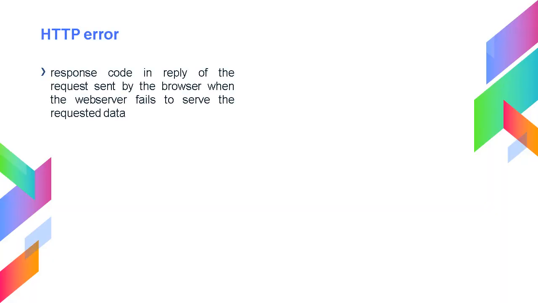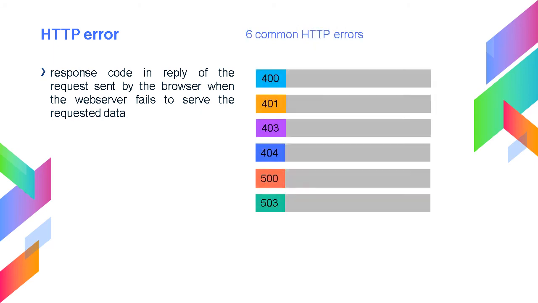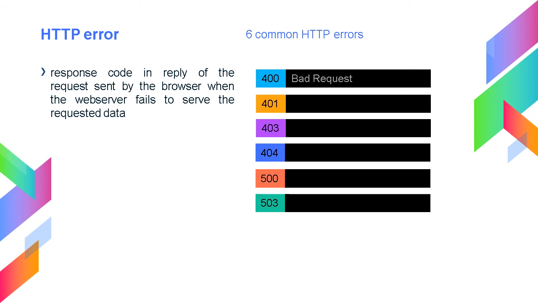An HTTP error is a response code in reply to the request sent by the browser when the web server fails to serve the requested data. Here are some common HTTP errors. Code 400 is a bad request. 401 unauthorized. 403 forbidden error. 404 page not found. 500 internal error. 503 service unavailable.